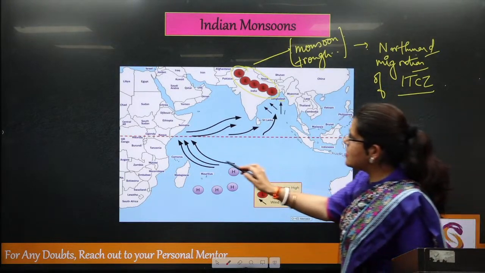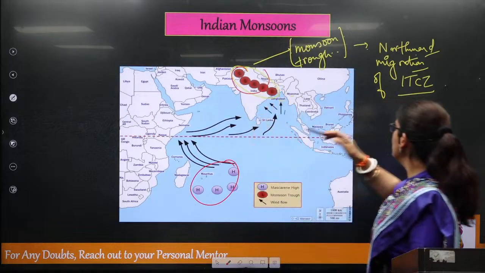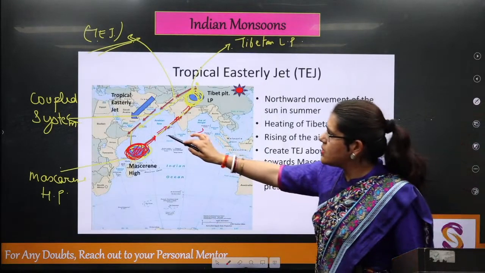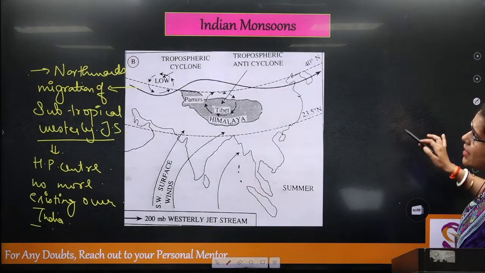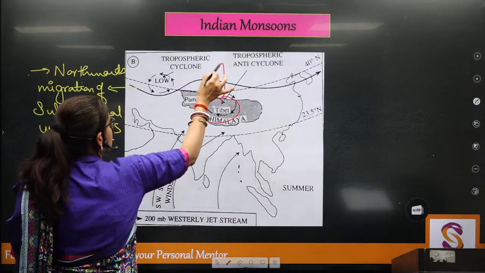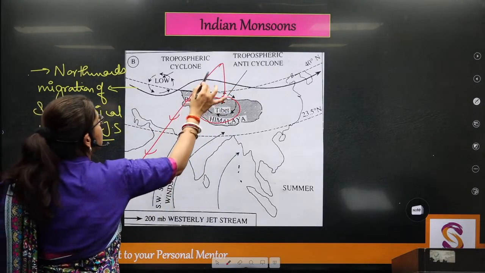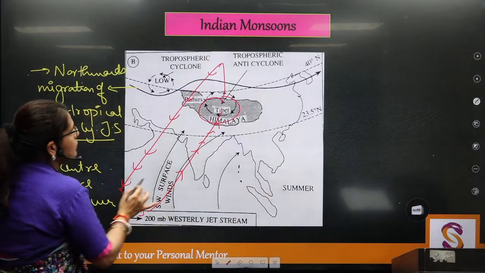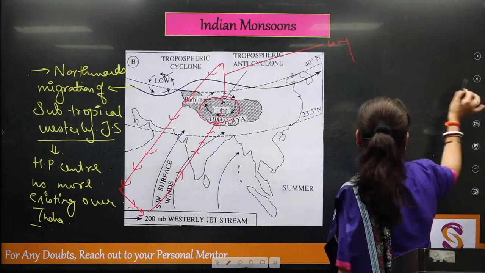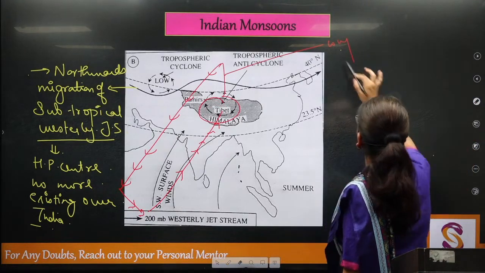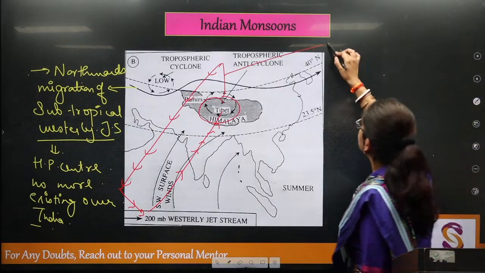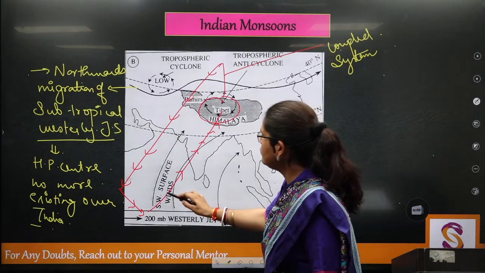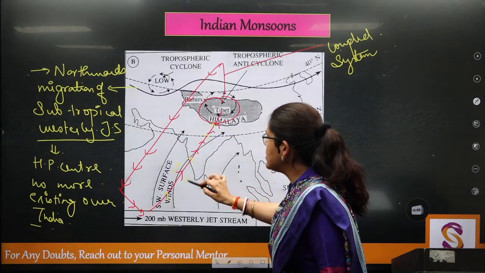Okay. So this is the Mascarene high and the monsoonal trough. So they become the coupled system. Okay. So this is the coupled system. Okay. So now let's draw everything on this diagram. So first of all, there is this coupled system. This is the coupled system. Okay. Presence of the southwest monsoon winds.